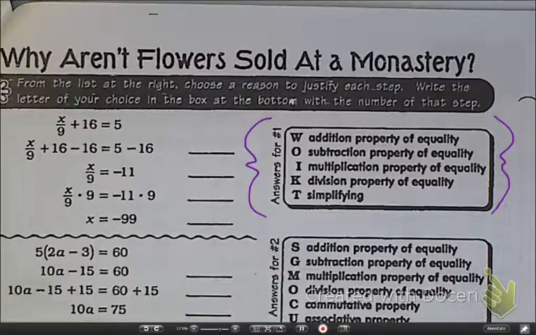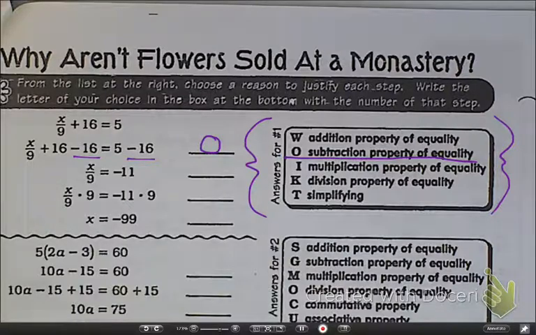If we look at this next part down here, I see that they are subtracting 16 from one side and subtracting 16 from the other side. So if I look over here in my answers for number 1, I think, okay, they're subtracting. I see W is addition, O is subtraction, I is multiplication, K is division, T is simplifying. So I'm going to go with O, which is the subtraction property of equality, because if you're subtracting one thing from one side, you subtract the same thing from the other side, and therefore it is the subtraction property of equality. So I'm going to write an O right here.